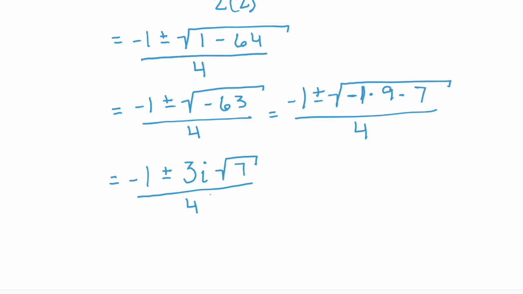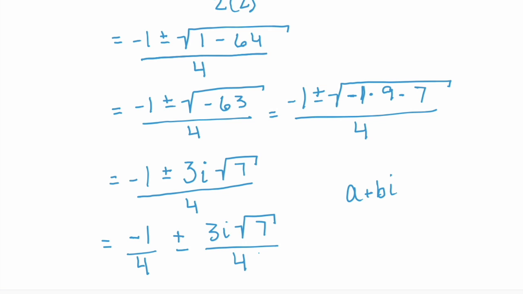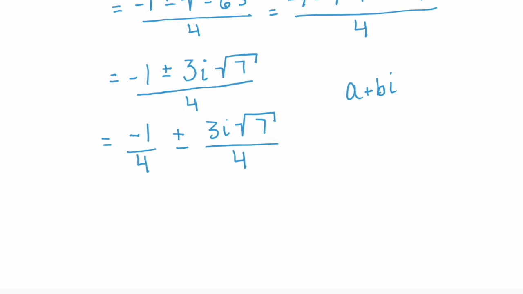Now remember, we need to rewrite this as a plus bi, so the real number component is separate from the imaginary. The easiest way to do this is to separate it into two fractions where that plus or minus separates them. So your first numerator is negative 1, and your second numerator is 3i square root of 7. And then since it's all divided by 4, each denominator is 4. And there you have the final answer in a plus bi format.